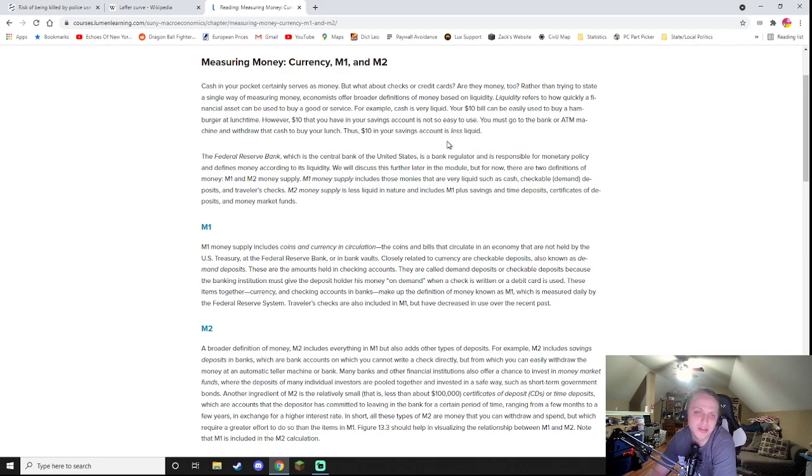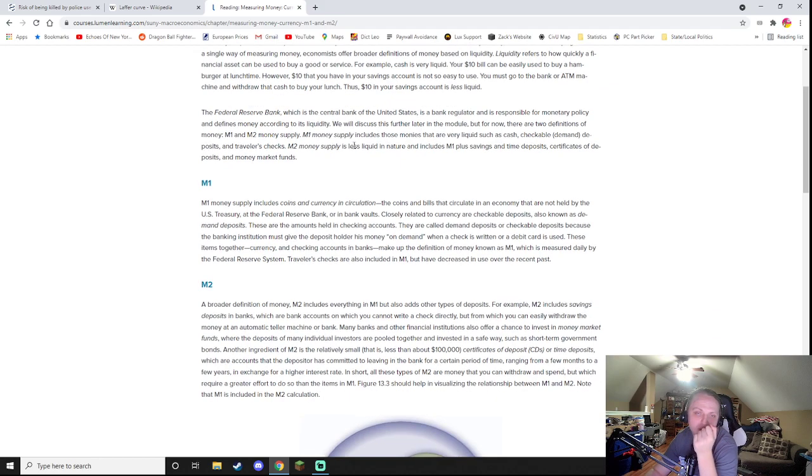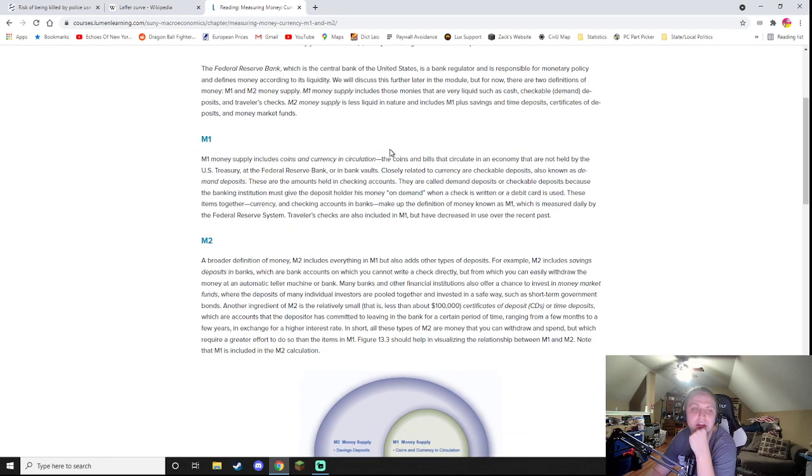However, $10 that you have in a savings account is not so easy to use. You must go to the bank or ATM machine to get cash to buy your lunch. Thus, $10 in your savings account is less liquid. The Federal Reserve Bank, which is the central bank, is the bank regulator and is responsible for monetary policy and defines money according to its liquidity. We'll discuss this further later in the module, but for now, there are two definitions of money, M1 and M2 money supply.